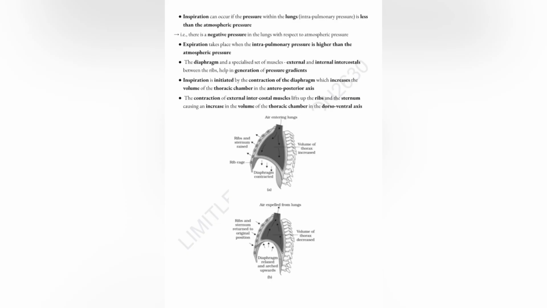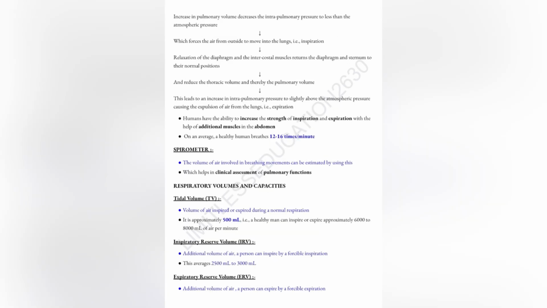this pressure gradient. Inspiration is initiated by the contraction of the diaphragm, which increases the volume of the thoracic chamber in the anteroposterior axis. The contraction of external intercostal muscles lifts up the ribs and the sternum, causing an increase in the volume of the thoracic chamber in the dorsoventral axis. Increase in pulmonary volume decreases the intrapulmonary pressure to less than the atmospheric pressure, which forces the air from outside to move into the lungs, which is known as inspiration.